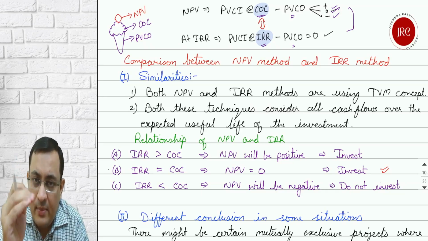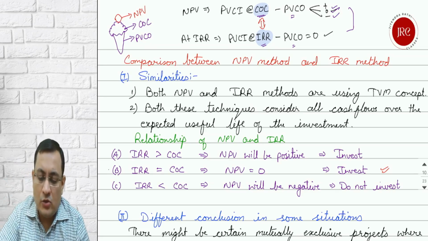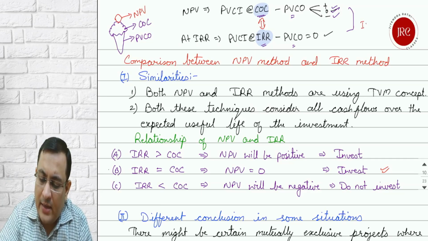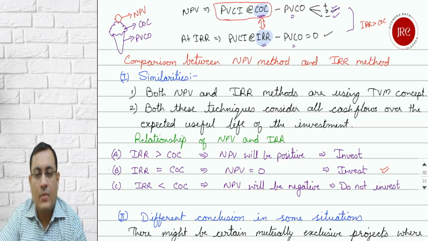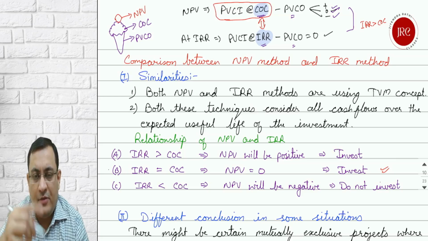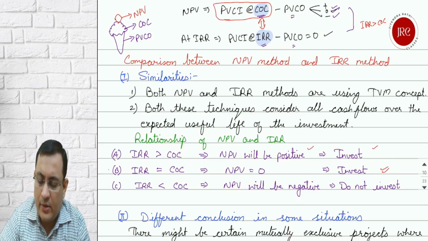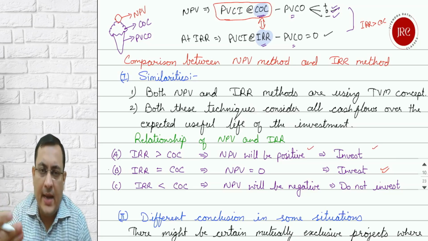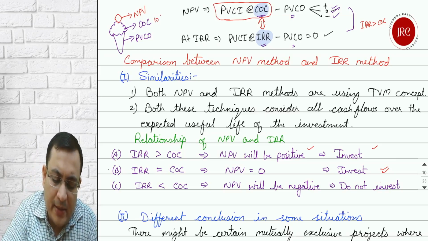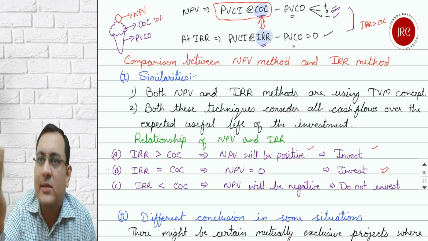So if you are discounting by a lower rate, which is COC, of course your present values will be higher. So if your IRR is greater than your COC, the present value of cash inflow will be higher than your PVCO, then your NPV will be positive, and in this case again you are going to invest. It means that the investor is asking 10%, and if your project is generating 12%, of course it is going to generate excess return, and that excess return is your NPV.